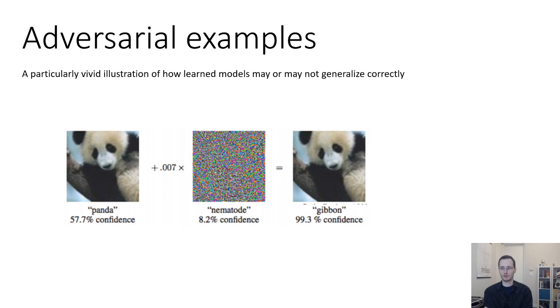You have a photograph on the left. The original photograph is classified as a panda with kind of medium confidence, 57.7% confidence. Then we take this special pattern, multiply by a small magnitude, 0.007, add it to the picture of a panda, and we get a new picture that is visually very, very hard to distinguish from the original, and it is classified as a gibbon with 99.3% confidence. Okay, that's maybe a little worrying.